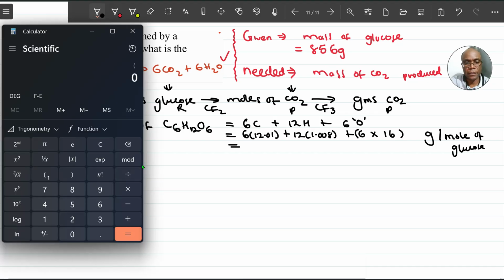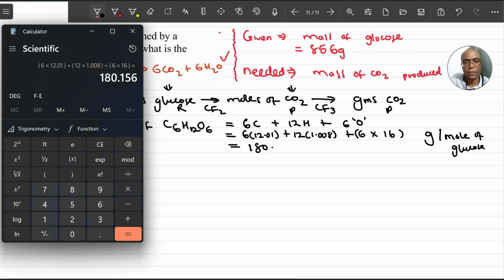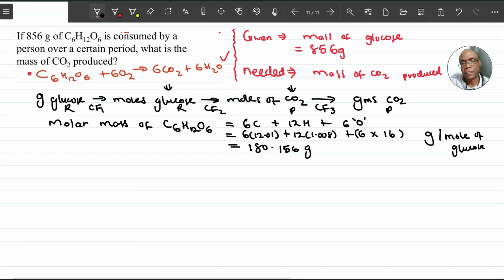Okay, so parentheses, 6 times 12.01, and then I add that to parentheses, 12 times 1.008, and then I add that to parentheses, 6 times 16. So that gives about 180 grams per mole. That is the grams per mole of our glucose. That's the molar mass, the molecular mass of our glucose.